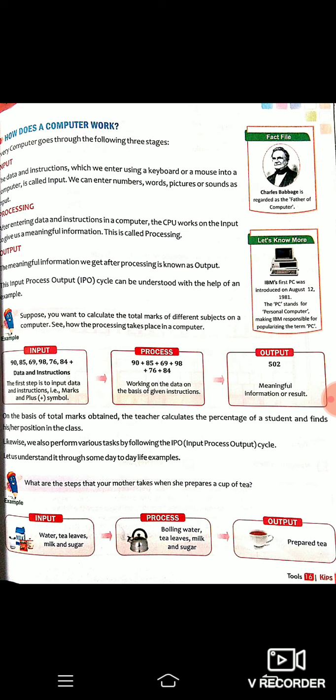Then in the processing part, we boil the water, tea leaves, milk and sugar. This is the processing part, where you keep the pan on the gas or stove. The process of making the tea on the gas is the processing part, and the prepared tea in a cup is the final result, or output, that we get after processing. I hope now it's clear to you.